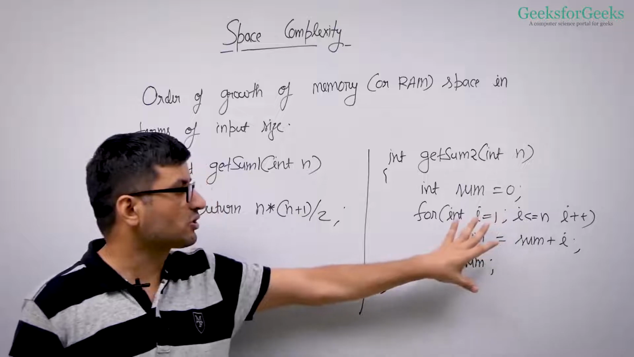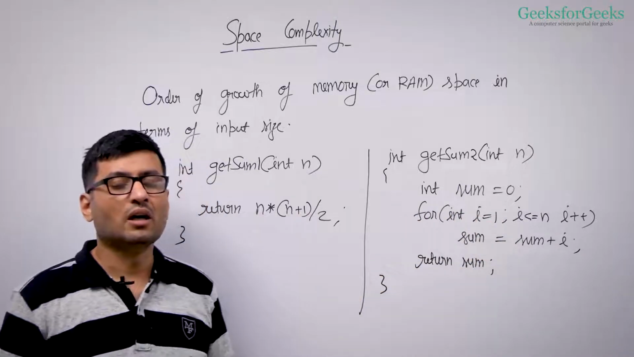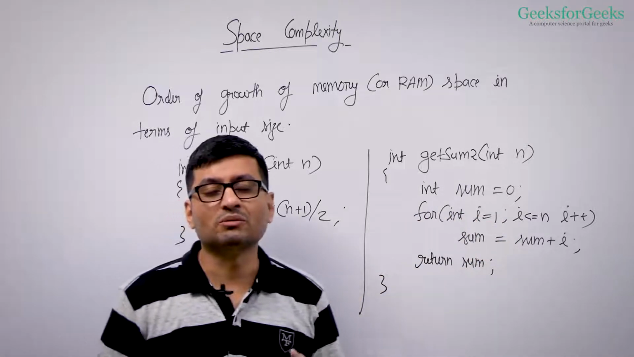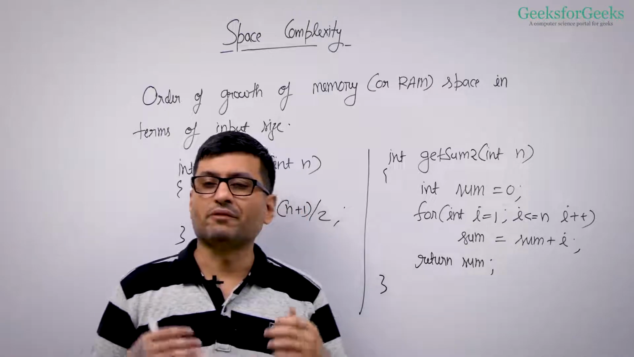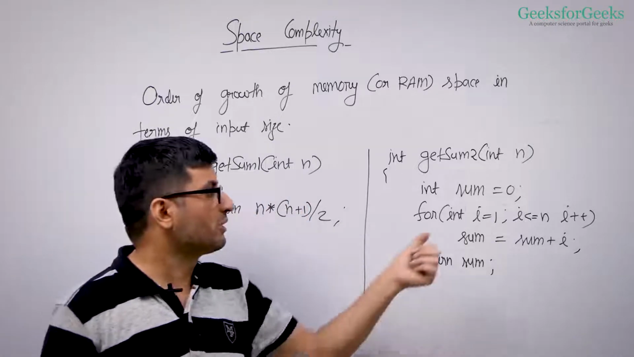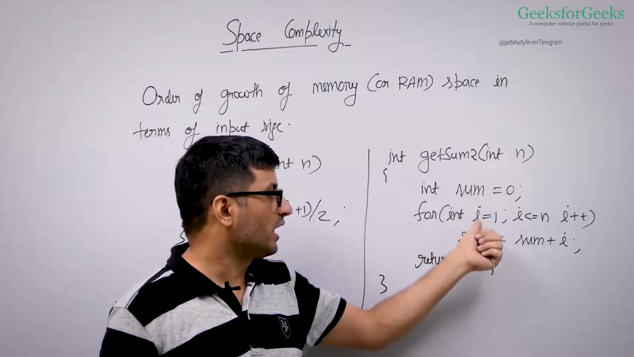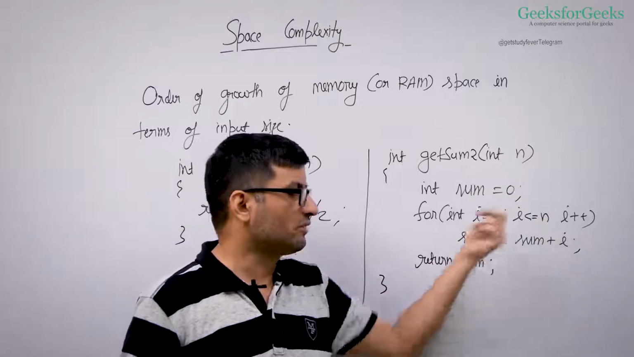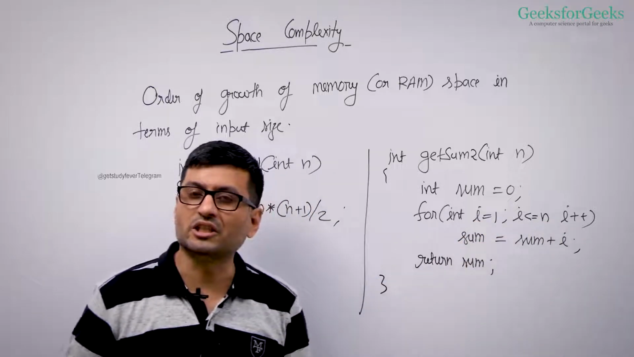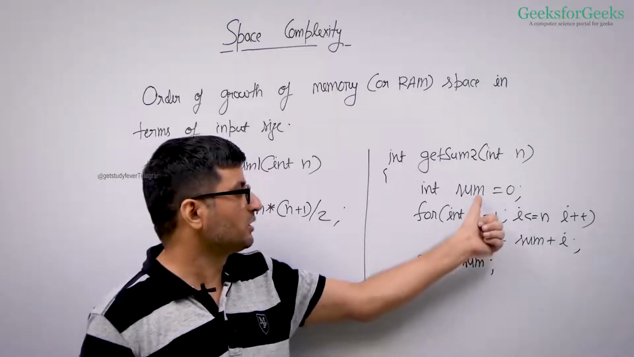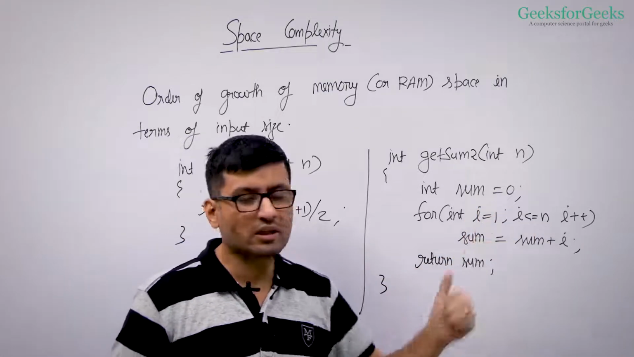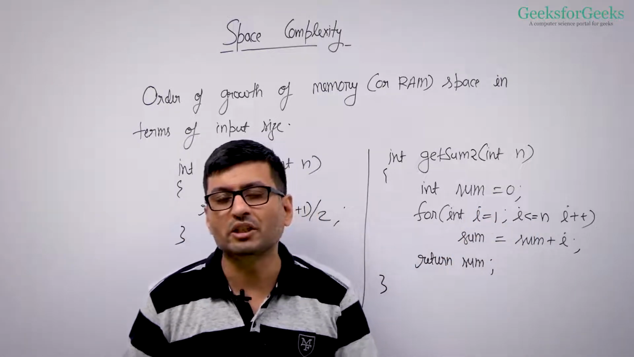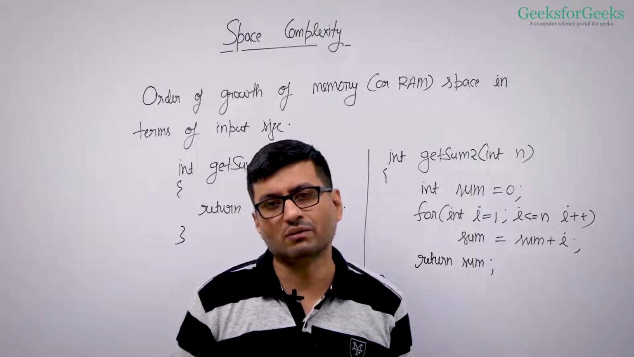Can you guess the space complexity of this program? How many variables we need in terms of input n? Say if n is 1000, how many variables do you need? Sum, i, and n, right? Three variables. And then if n is 10,000, then also you need 3 variables: sum, i and n. So the space complexity of this program is also big O of 1 or theta of 1.